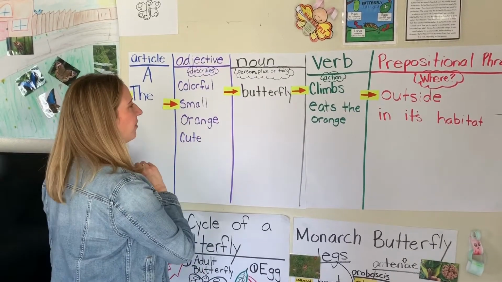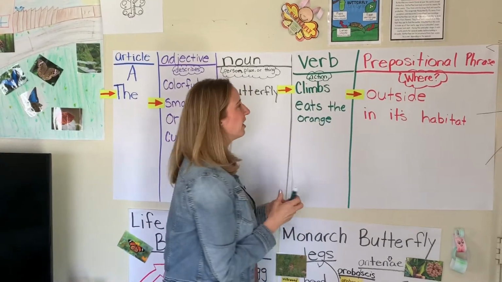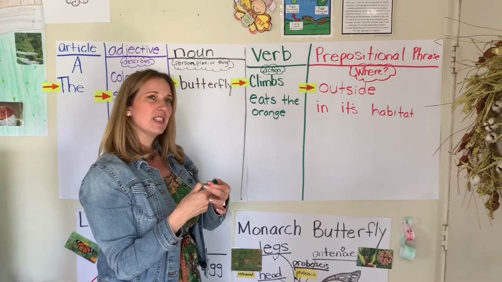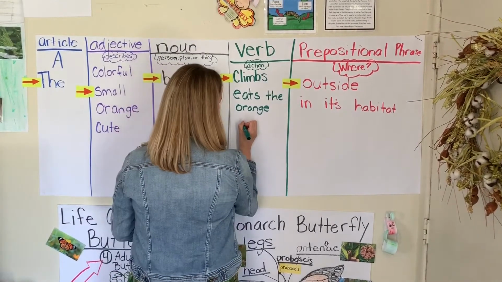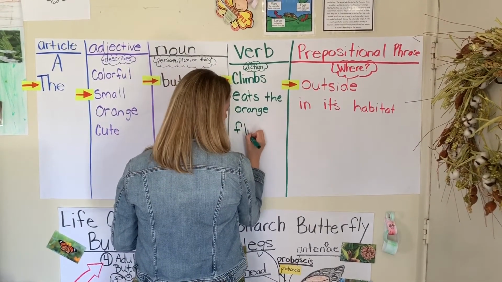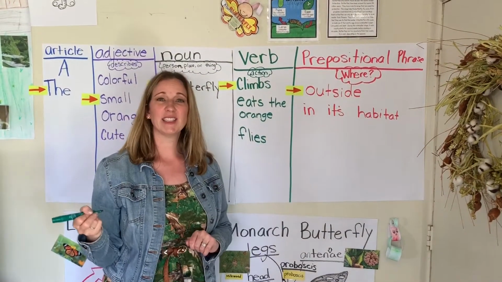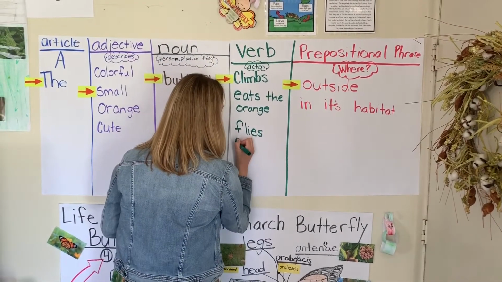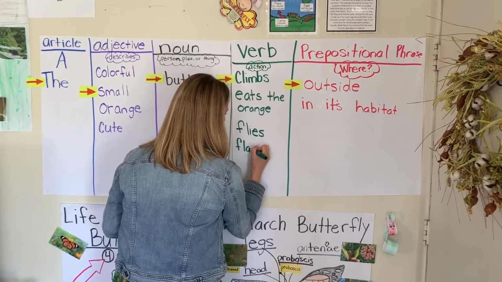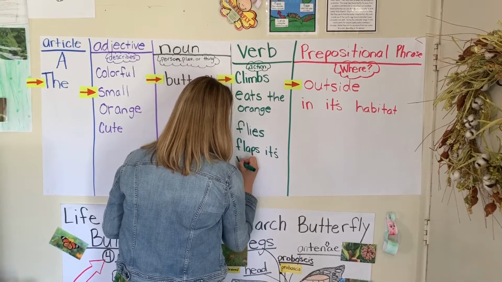I'm going to leave the noun the same, and I'm going to go straight to the verb column and think of more action words, okay? So I know a butterfly can fly. So I'm going to write flies. And I also know that I saw it flapping its wings. So I can write flaps its wings.